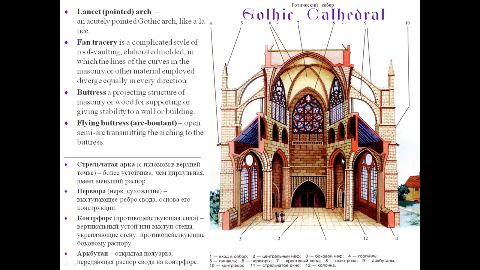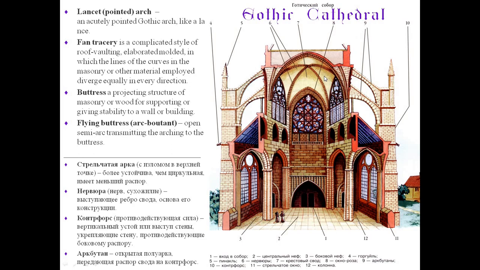Then another thing is fan tracery. It is a complicated style of roof vaulting, elaborated, molded, in which the lines of the curves in the masonry or other material employed diverge equally in every direction. We'll see here they are, these fan traceries.